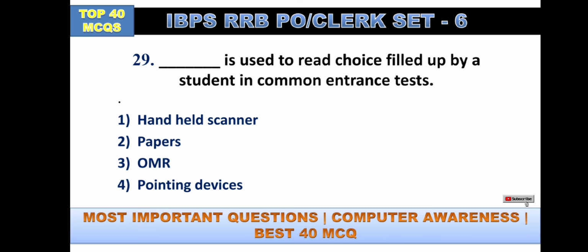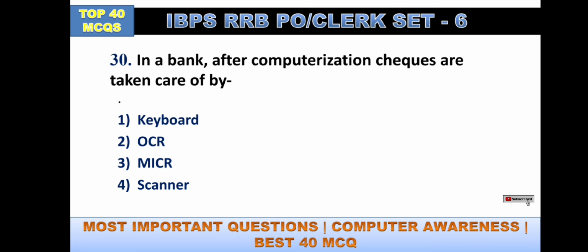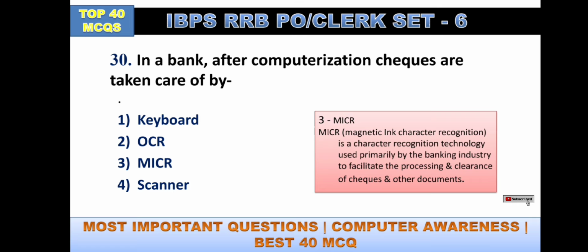Dash is used to read choices filled up by students in a common entrance test. I think all of you know this. It is OMR, optical mark recognition. Option number 3. See, question number 30. In a bank, after computerization, checks are taken care of by which technology? It is MICR technology. So the full form of MICR is magnetic ink character recognition.